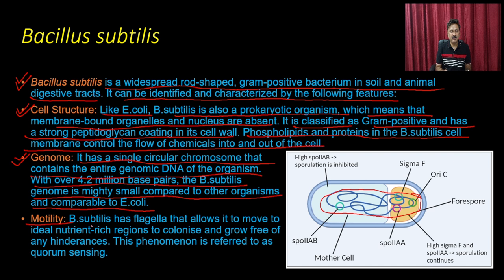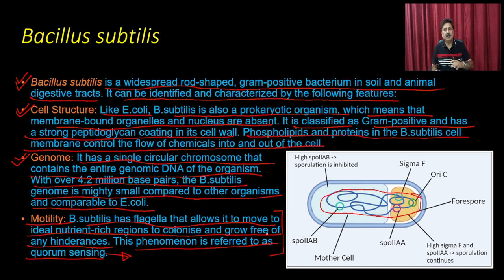Then talking about motility, Bacillus subtilis has flagella that allow it to move to the ideal nutrient-rich region to colonize and grow free of any hindrance. This phenomenon is referred to as quorum sensing. We are not going to discuss quorum sensing in detail, but it is a mechanism through which bacteria spread the news or talk to other bacteria, and that is how they protect the colony. If they experience a loss of nutrition or some kind of change, that is spread to the colony, and that is how the colony changes its gene expression profile and all that.